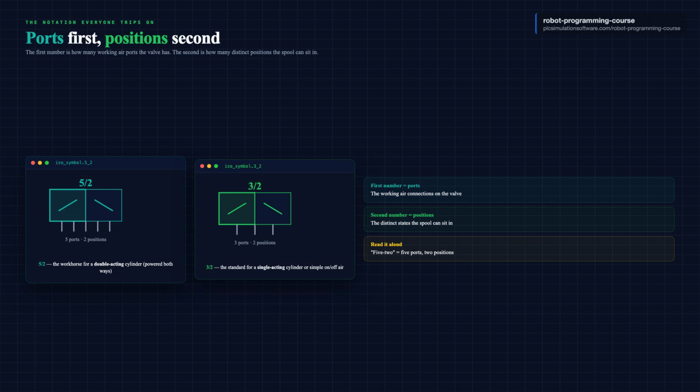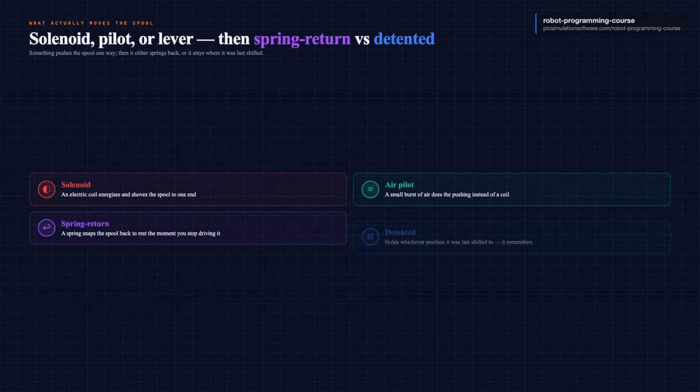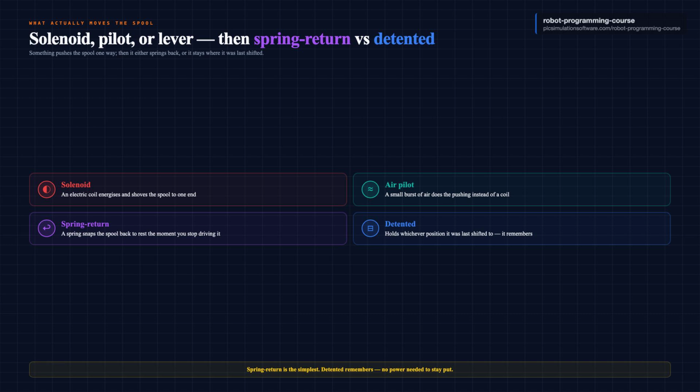So what actually moves the spool? Something has to push it. The most common is a solenoid, an electric coil that, when energized, shoves the spool to one end. You also get pilot valves, where a small burst of air does the pushing, and plain manual levers and buttons.